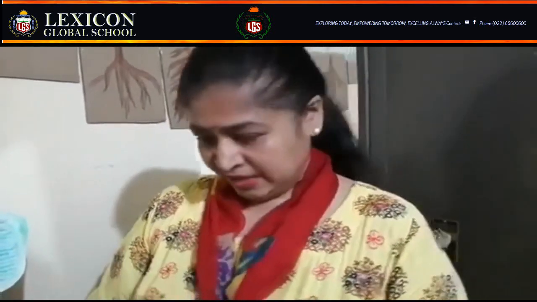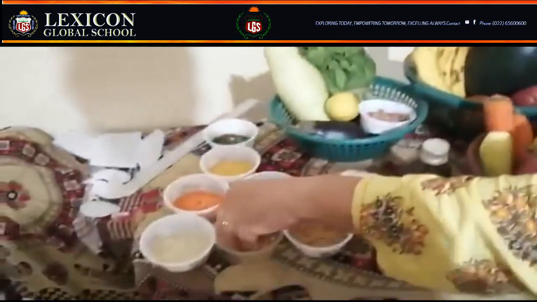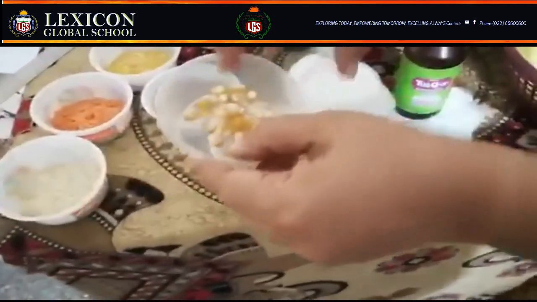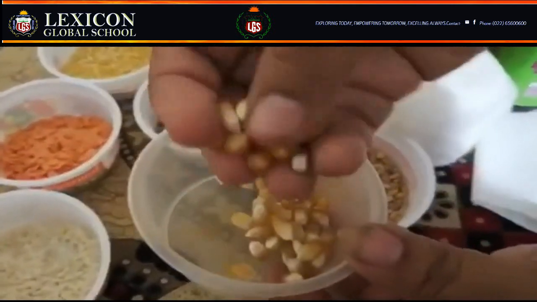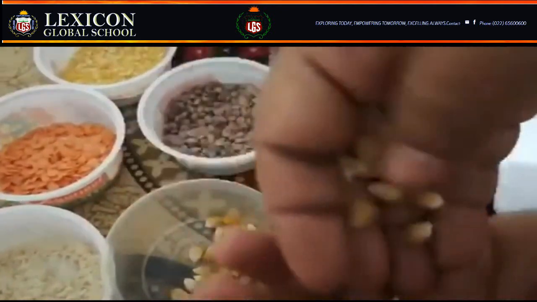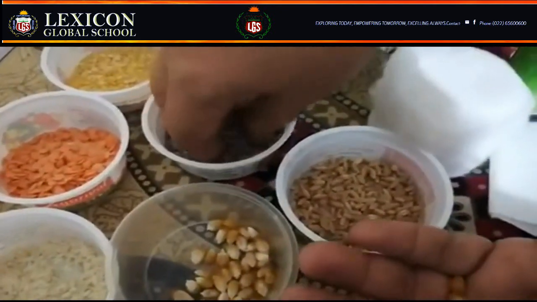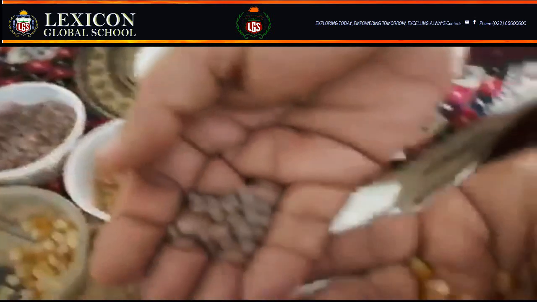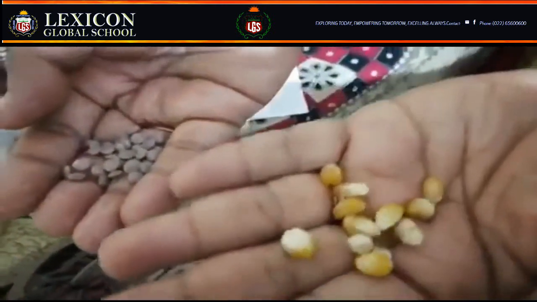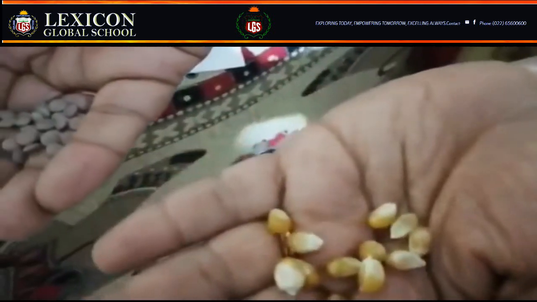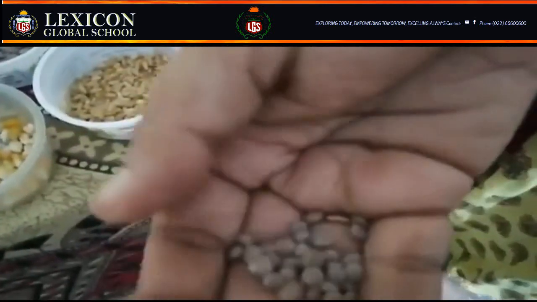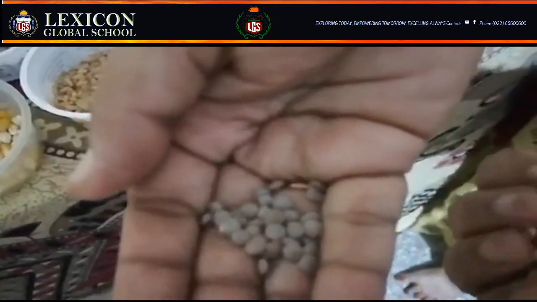Seed is an important part of the tree. Now, seeds are of two types. I will show you here. These seeds, what is there? This is different. This seed is and this seed. Now, see here. These seeds are monocotyledon and these seeds are dicotyledon. Now I will explain you about it.